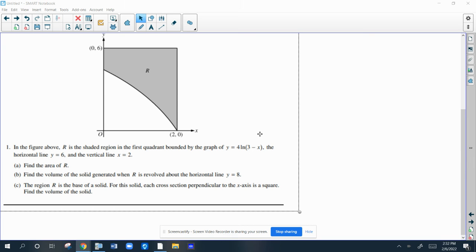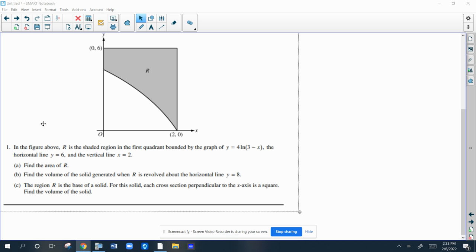So I stole this question from an AP free response test. We're going to be talking about the geometrical applications of integration, area and volume. And this question asks about basically all of them, area and two volume questions. So we're going to break this up into a few videos. The first thing we're going to do is talk about area.